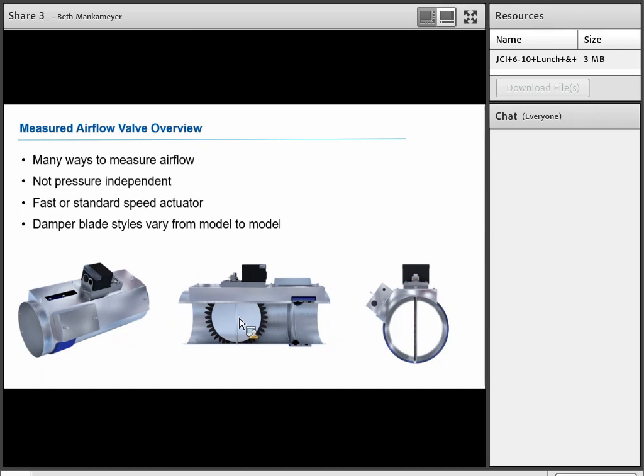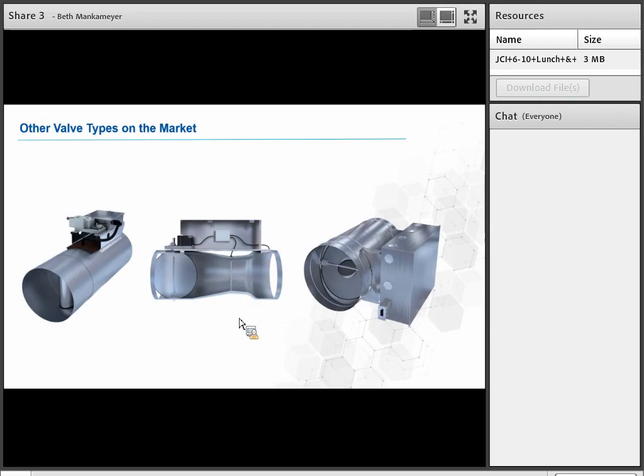They are, just like a venturi valve, offered with fast and standard speed actuators, but those damper blade styles really vary from model to model. So there's a lot of gray area when we're looking at those blade styles. And here's some other types that are on the market, just to give you some more insight into what those blade styles look like.